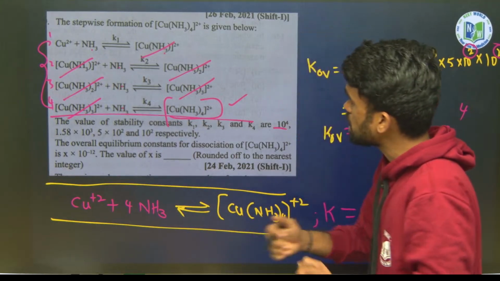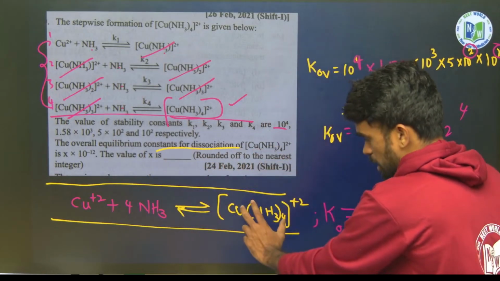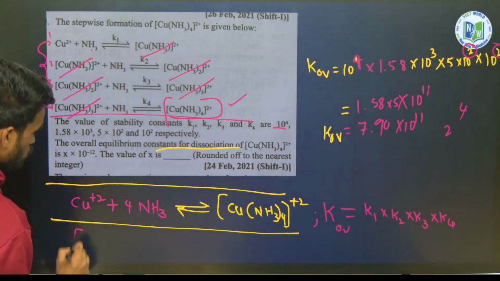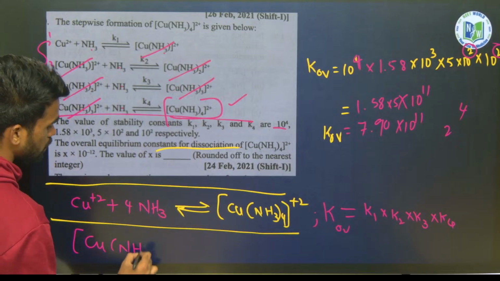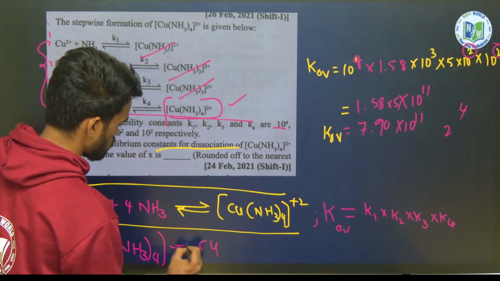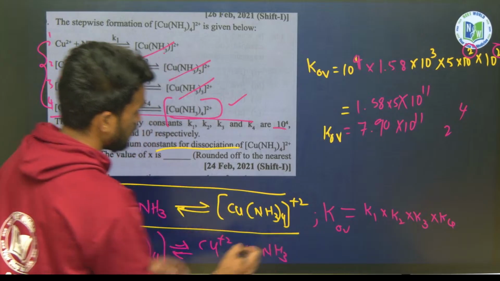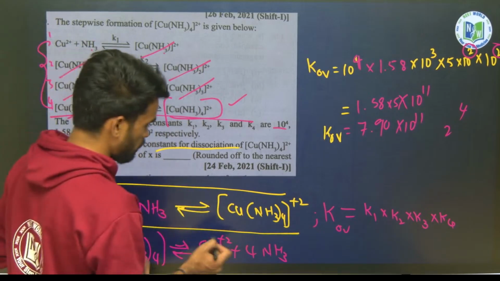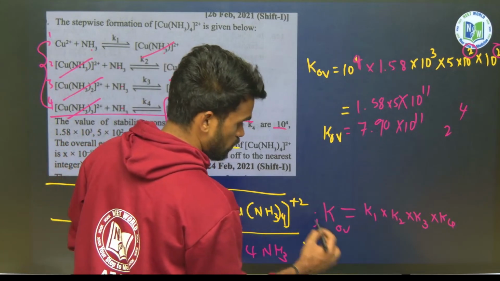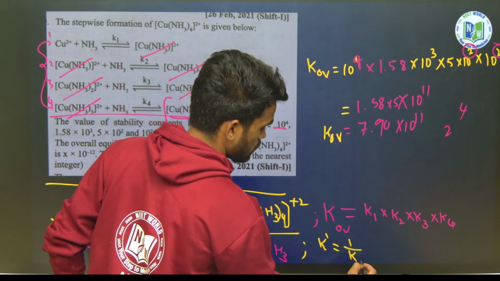Now they are not asking for formation of the complex, they are asking for the dissociation constant. It means the reaction should be reversed. So if the reaction is reversed, what should I write? Cu(NH3)4 2+ gives rise to Cu 2+ plus 4NH3. So this is what we should write. It means the reciprocal of this. So if an equilibrium reaction is reversed, then its equilibrium constant becomes inverse or reciprocal. Okay, like this.